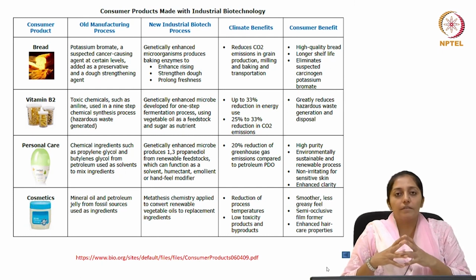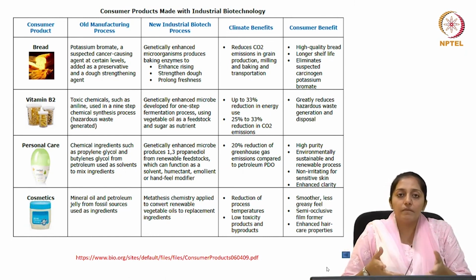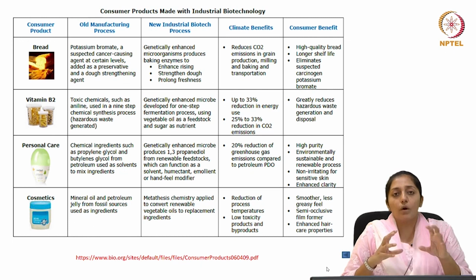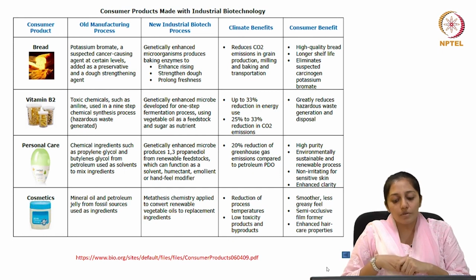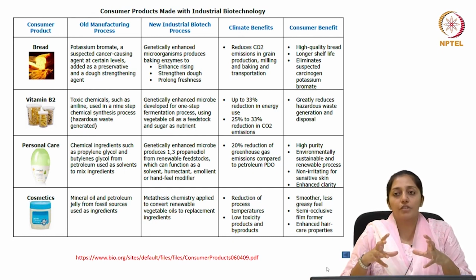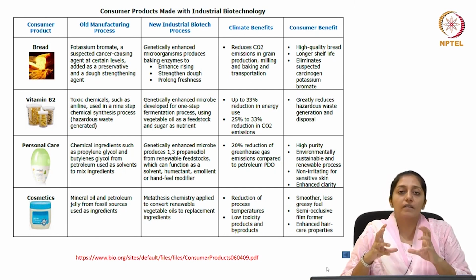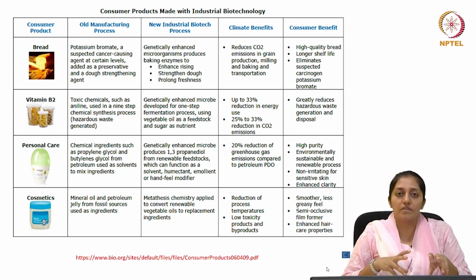So biotechnologically driven processes, like for example genetically modified microbes, produce 1,3-propanediol from renewable feedstocks, which can then be used as humectants or emollients or hand-feel modifiers. Now, these processes in general lead to a very high reduction in greenhouse gas emissions, up to 50% in some cases. And it also leads to moderate conditions being used in comparison to chemical processes in terms of the requirements of pH and temperature.